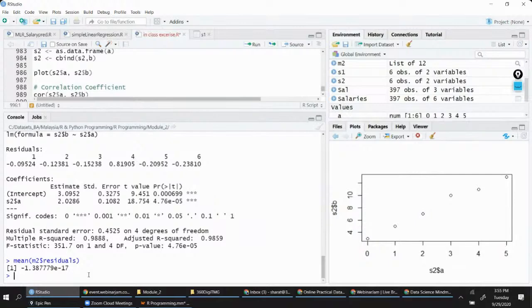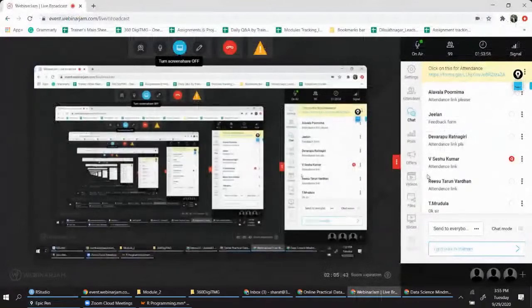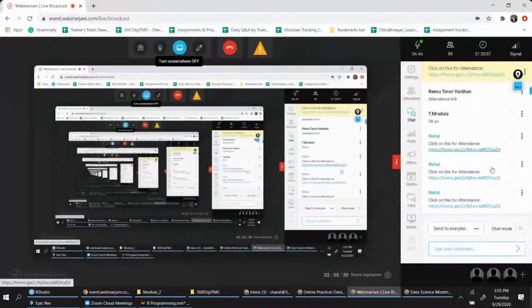Is this OLS concept clear? Now this is what is used for your linear regression, friends.